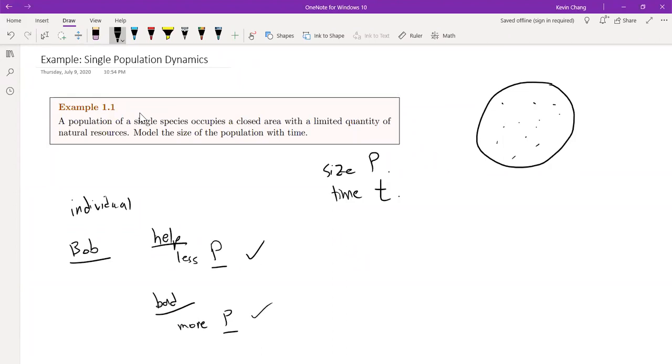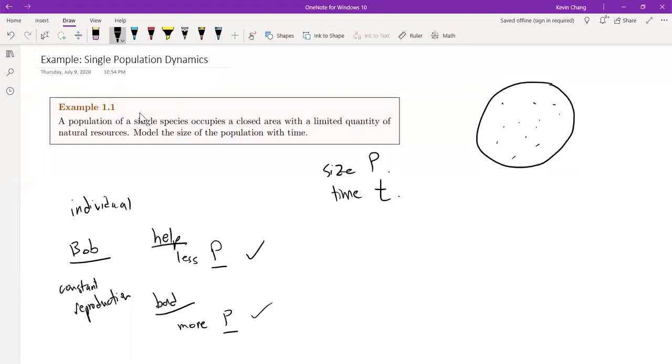And obviously Bob himself, if he survives, he's going to have a constant reproduction rate. Every individual is only going to reproduce about an average number of times. It's not going to have a higher number of reproduction just because there are more people out there. That's not how animals will interact. So from this, we can conclude that Bob's chance of survival increases with less p and decreases with more p.